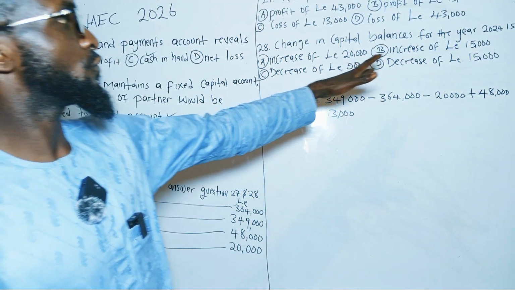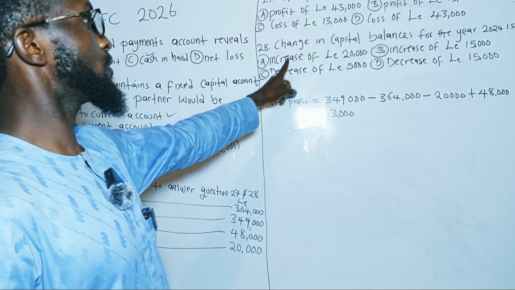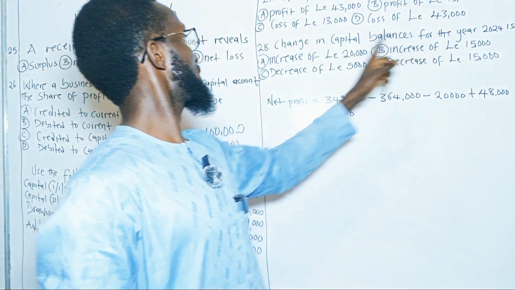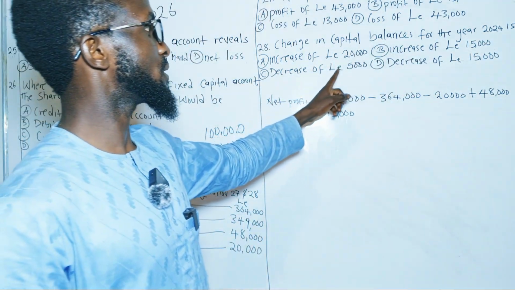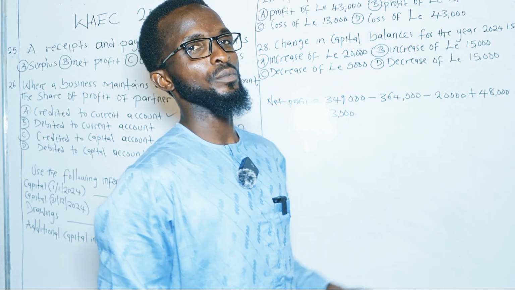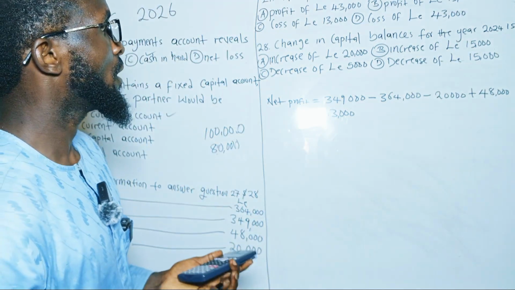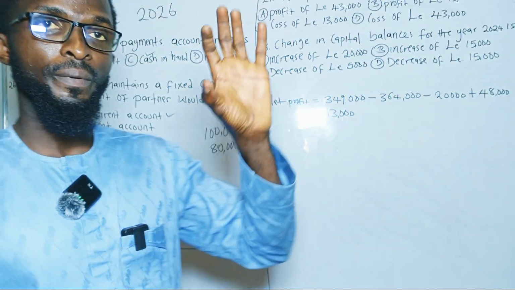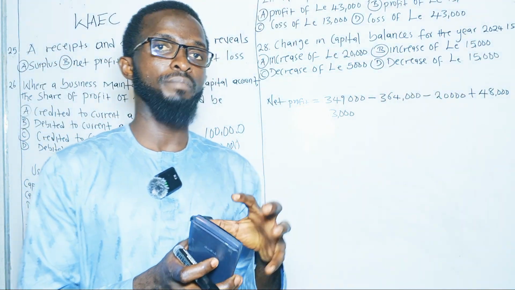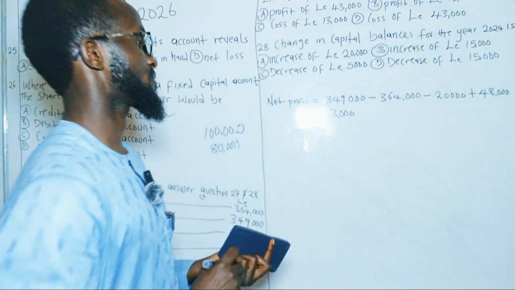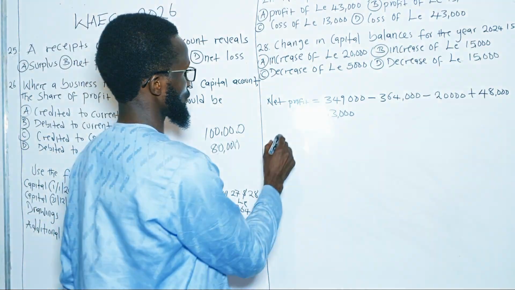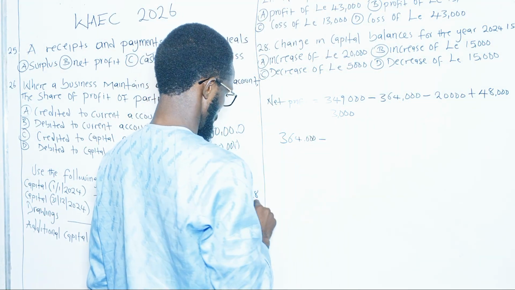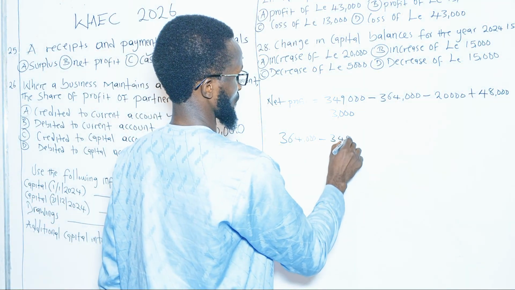Change in capital balances for the year 2024 is A, increases of 20,000 lei, B, increases of 15,000 lei, C, decreases of 5,000 lei, D, decreases of 15,000 lei. So you want to see the movement of the capital. Therefore, look at your opening balance for the capital and the closing balance and determine the difference. The opening balance is given as 364,000. Less closing balance 349,000 left.